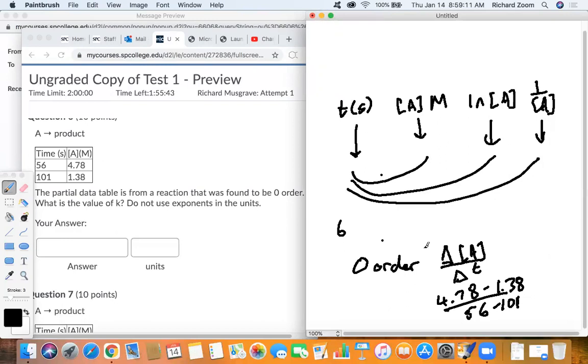Can somebody do that for me here? I don't have a calculator in front of me. It'd be nice if somebody could give me a value for that.